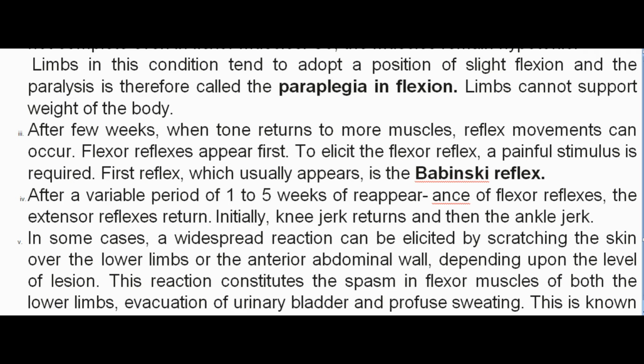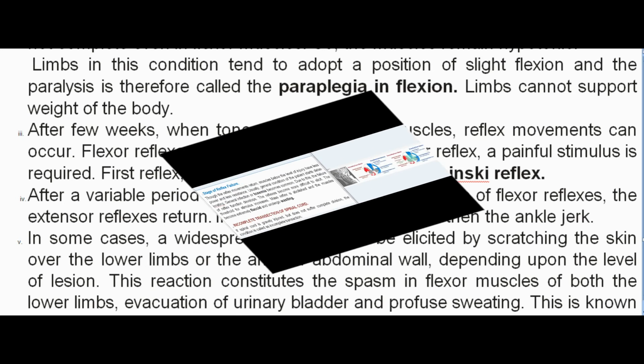After a variable period of 1 to 5 weeks of reappearance of flexor reflexes, the extensor reflexes return. Initially, knee jerk returns and then the ankle jerk. In some cases, a widespread reaction can be elicited by scratching the skin over the lower limbs or the anterior abdominal wall, depending upon the level of lesion. This reaction constitutes the spasm in flexor muscles of both the lower limbs, evacuation of urinary bladder and profuse sweating. This is known as the mass reflex.